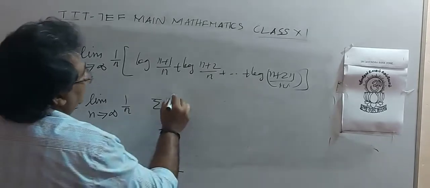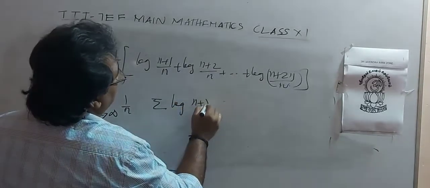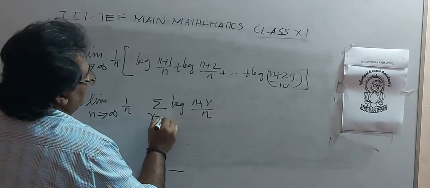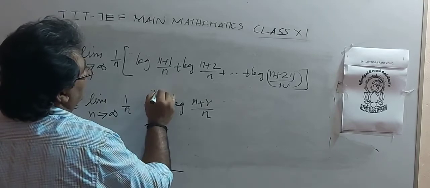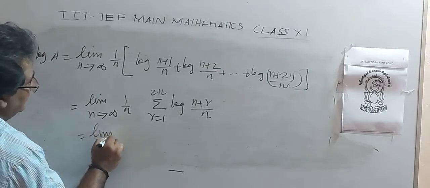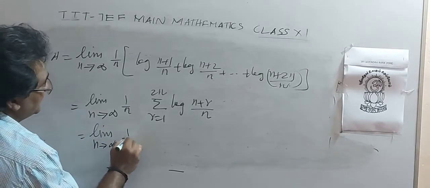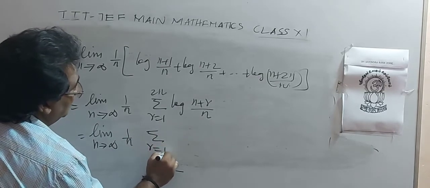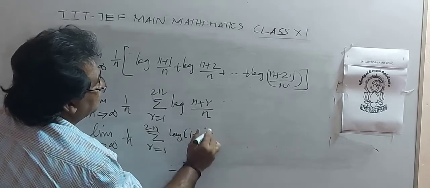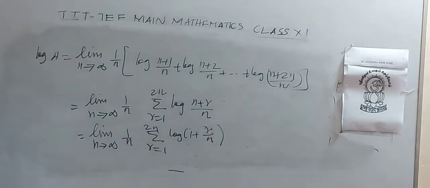Summation of log n plus r by n, r equal to 1 to 2n, equal to limit n tends to infinity 1 by n, summation r equal to 1 to 2n log of 1 plus r by n.